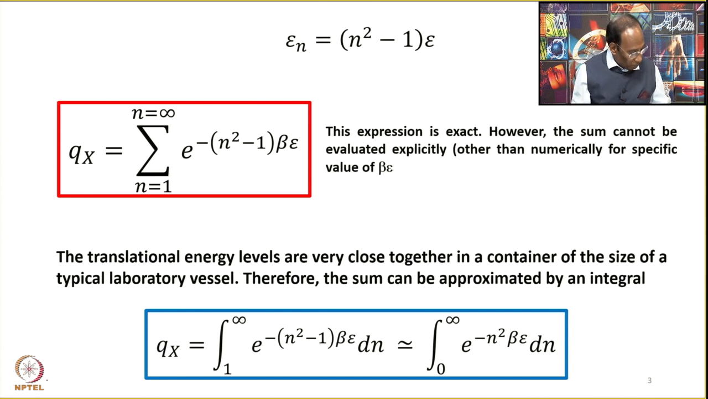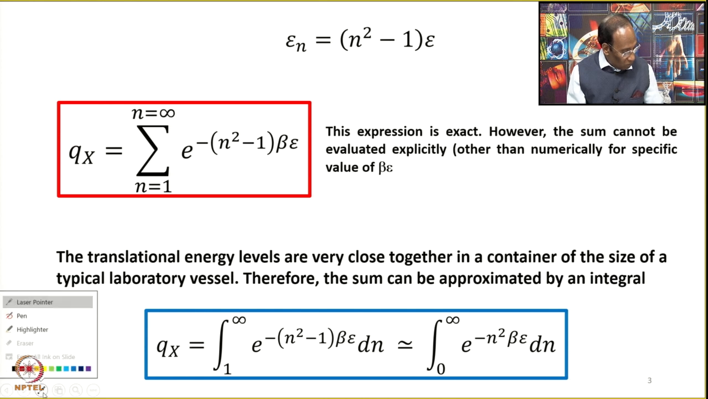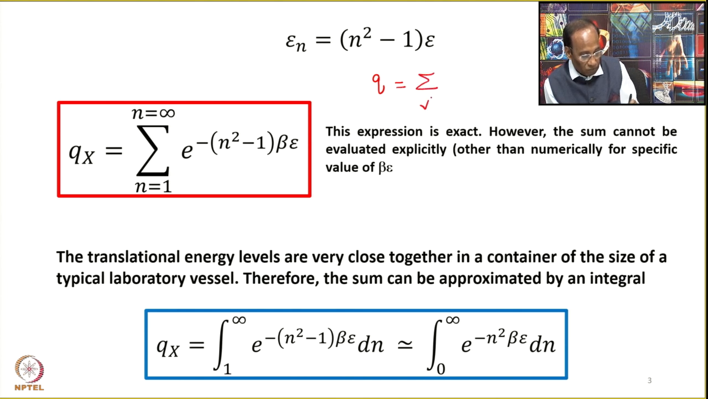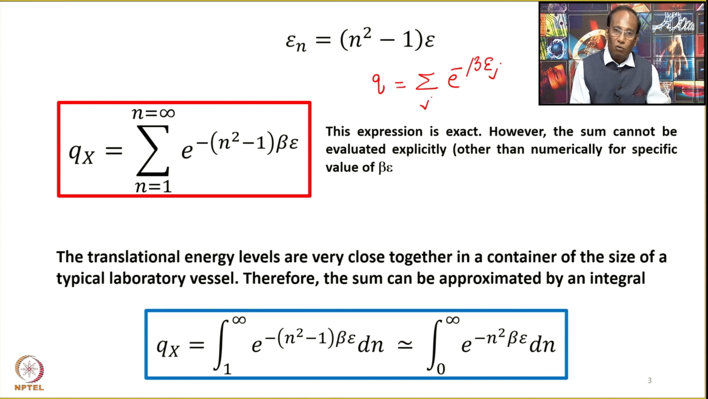So what we have done? We have set the energy level En is equal to n square minus 1 into epsilon. And now we need to write the expression for partition function. And what is the expression for partition function? You remember, q is equal to summation j exponential minus beta Ej, and wherever degeneracy needs to be accounted, we need to account for.